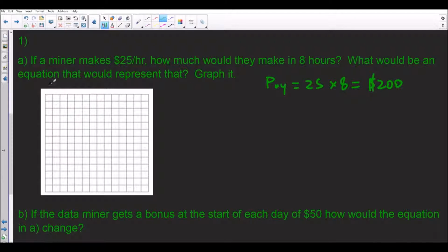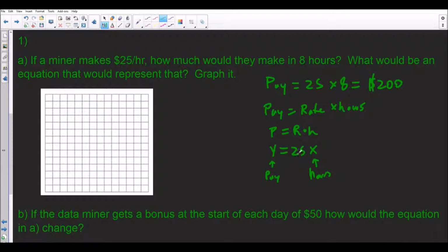So what would be an equation that would represent that? Well, we actually just made an equation here. We said that the pay would equal the rate times the hours. So you could make an equation here that's just pay is equal to R times H. And we could make a linear equation of it if we just say y is equal to 25 times x, where y is equal to the total pay and x is equal to the number of hours.